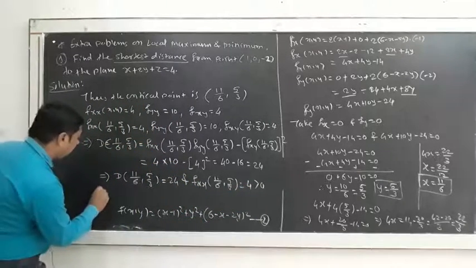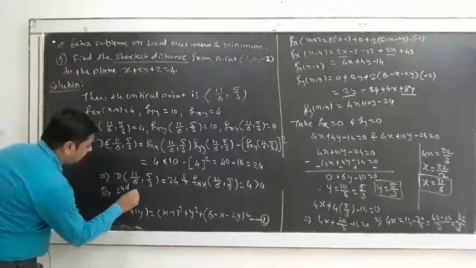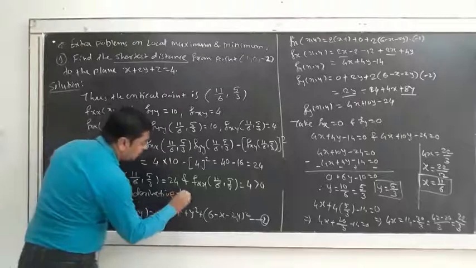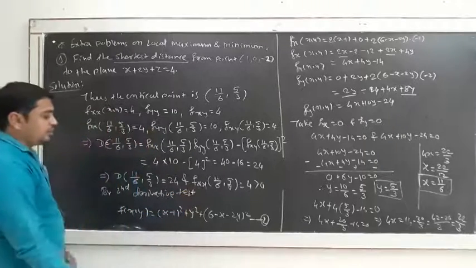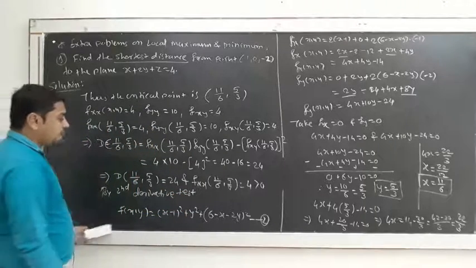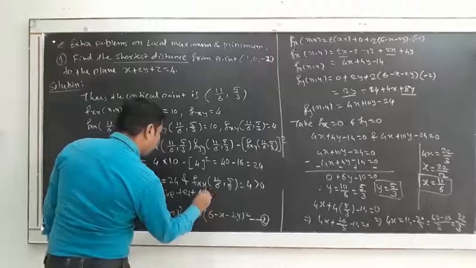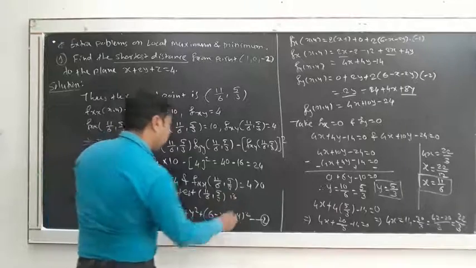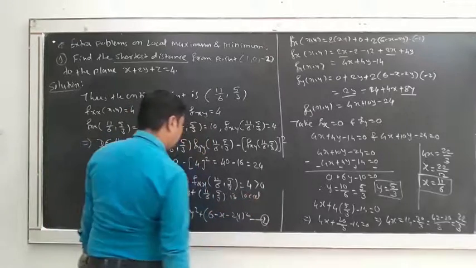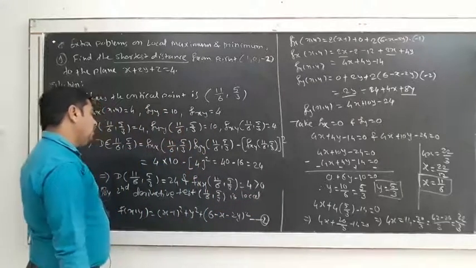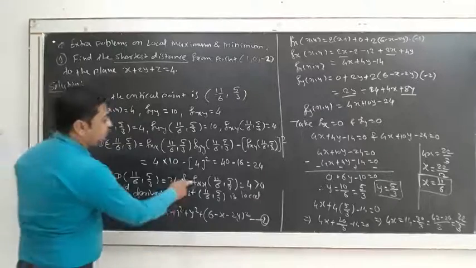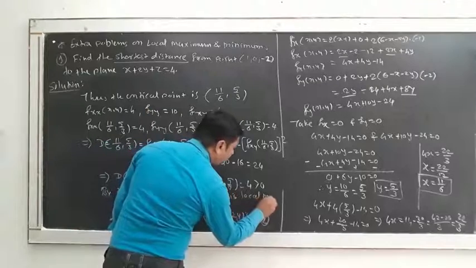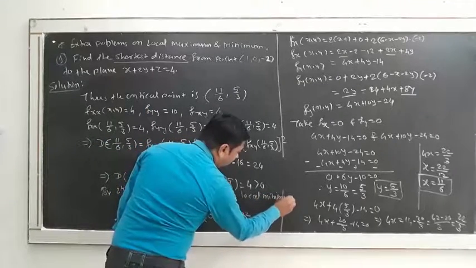Therefore what can we write? By the second derivative test, (11/6, 5/3) is a local... is it a local minimum or maximum? It is greater than 0, therefore it is a local minimum.